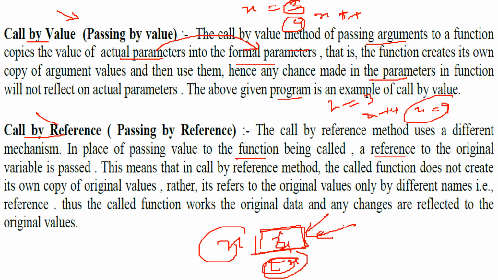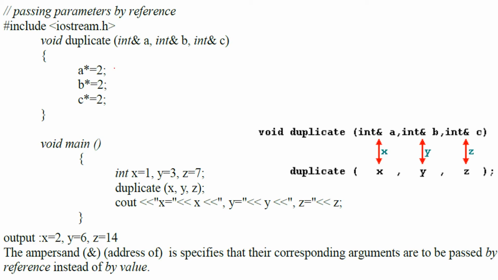It will not create its copy. It refers to the original value only by different names, like the reference, as I just said, &x. So the call function works on the original data, and any change which is being done is reflected here, unlike the case in call by value. So this is an example of passing parameters by reference.